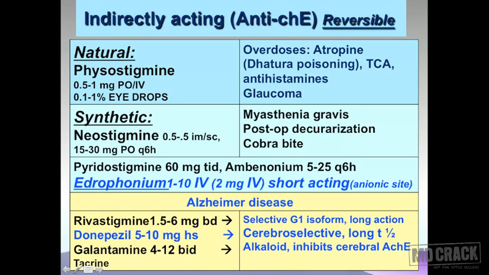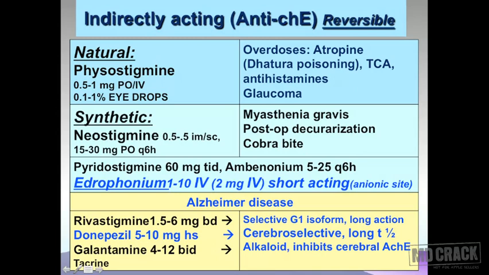The synthetic substance neostigmine is mainly useful in the management of myasthenia gravis, for post-operative decurarization and for cobra bite. The reason for this is neostigmine doesn't cross the blood-brain barrier, one, and secondly, it's got a direct agonistic action on the nicotinic receptor. Two other substances, pyridostigmine, ambenonium, and edrophonium, are also frequently used in the management of myasthenia. I am again repeating about edrophonium, which is used for a test in the dose of 2 mg by intravenous route of administration, called the Edrophonium Test. It combines with the anionic site, that's why you have a rapid action and a short duration of action.